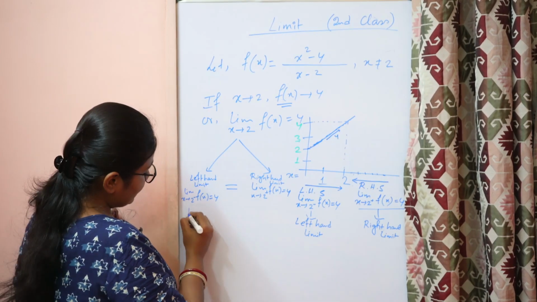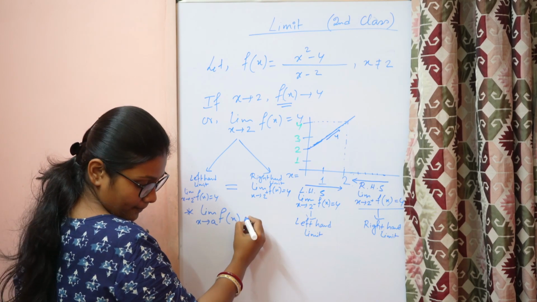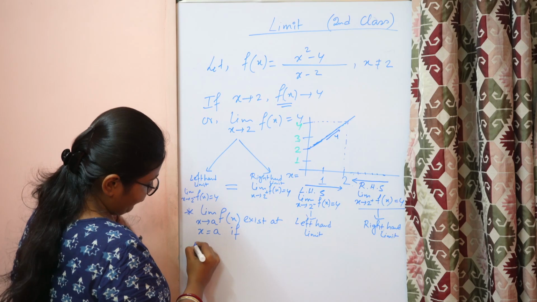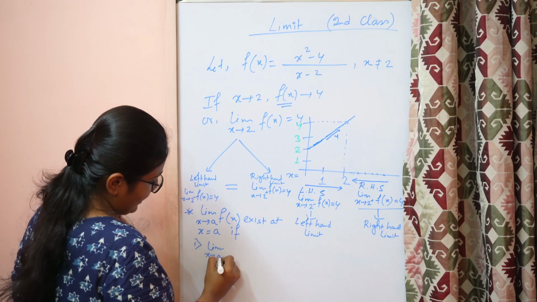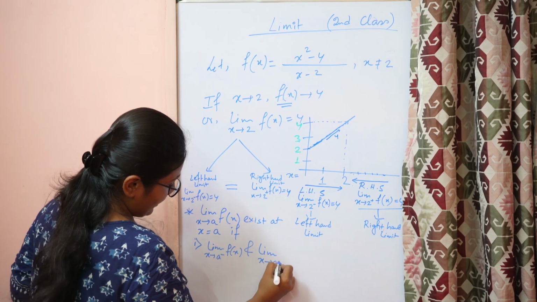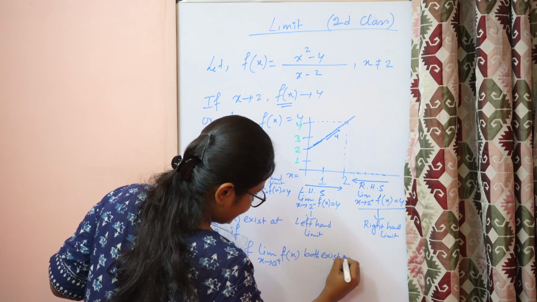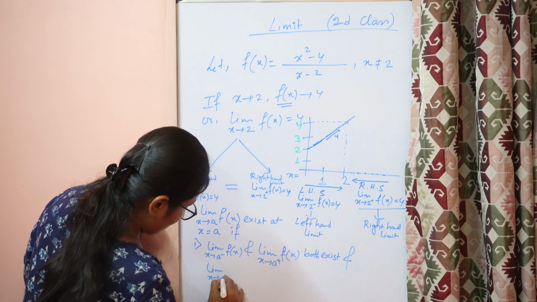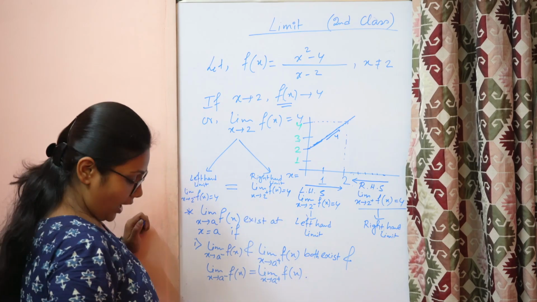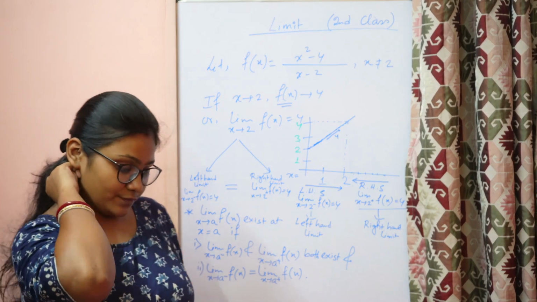So when will it exist? Limit x tends to a f(x) exists at x is equal to a if, first, limit x tends to a minus f(x) and limit x tends to a plus f(x) both exist, and limit x tends to a minus f(x) is equal to limit x tends to a plus f(x). So these two points should be followed for finding out the limiting value of any function. Okay, hope it is clear to all.